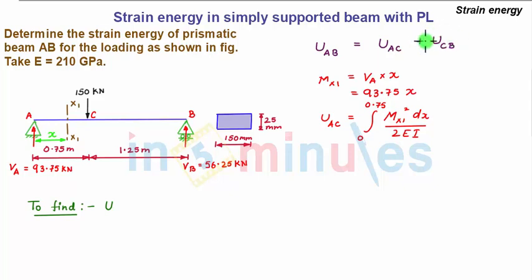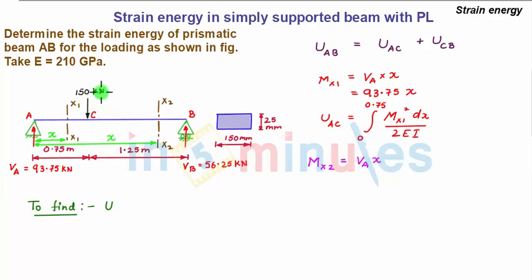Similarly, for part CB, we take another section x2 x2, again at a distance x from the hinge support A. So writing the bending moment about section x2 x2, considering the left hand side of the section, we have Mx2 is equal to, first we have a clockwise moment caused due to this upward vertical support reaction VA acting at a distance x from section x2. So we have VA into x.